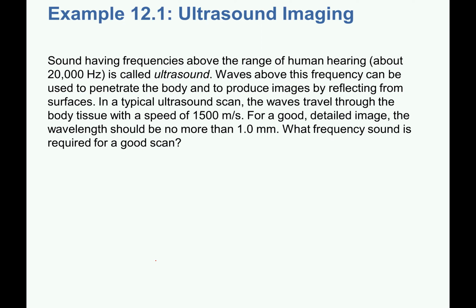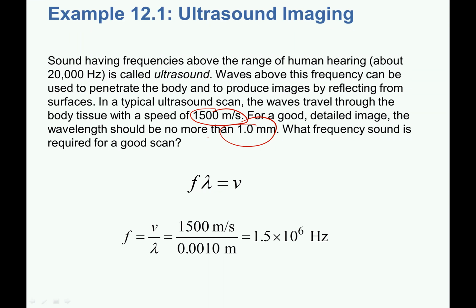Okay, so it's a simple example because you're given the speed and you're technically given the wavelength. All you have to do here is use that equation that we learned: frequency times wavelength is the speed. And just use this to find the frequency, where it's speed over the wavelength.